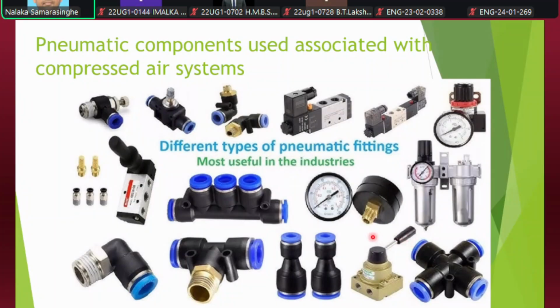There is a manually operated switch here to connect and disconnect the pneumatic circuit. And this is also a manually operated solenoid valve. Other than this one, we can find many other components also. I have just listed only a few of the commonly used pneumatic components used in compressed air systems.